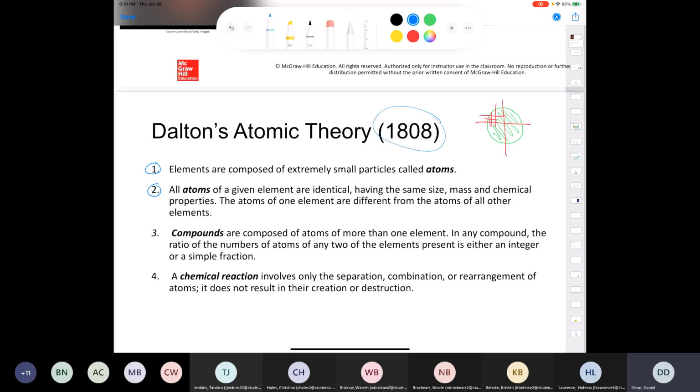However, this theory was developed in 1808. That's a long time ago, so we'll give him some credit. The next point is that compounds are composed of atoms of more than one element.